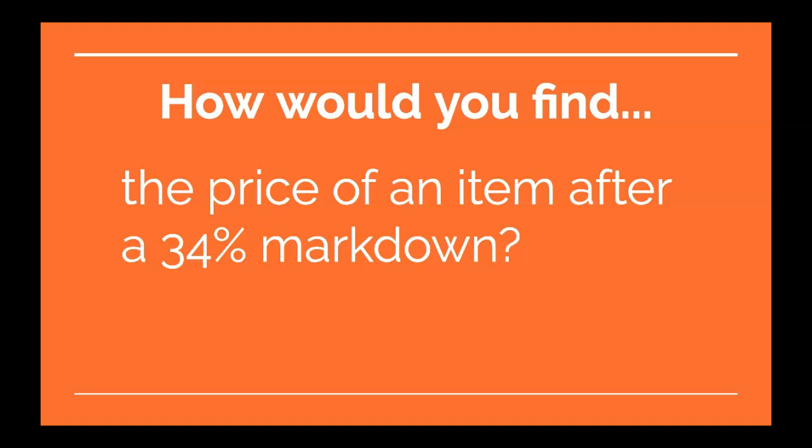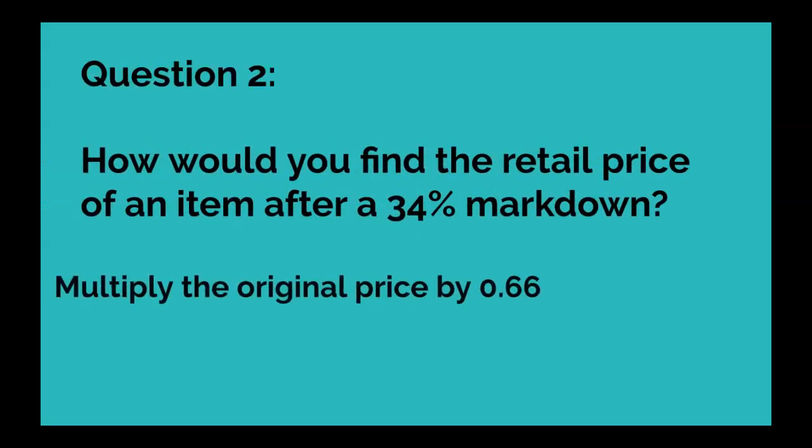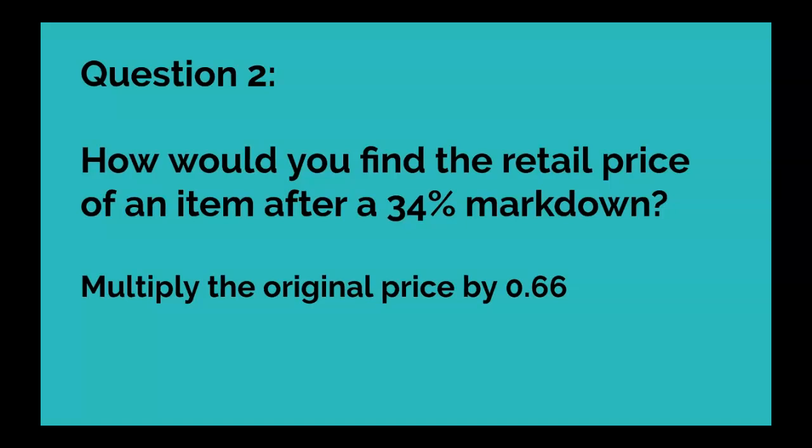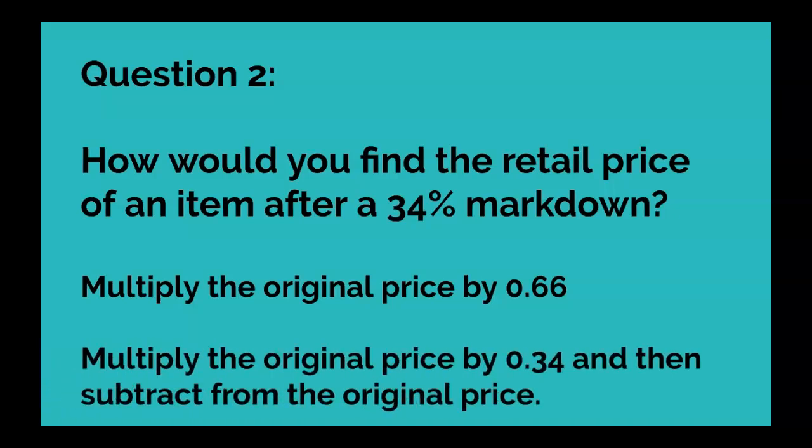Okay, but what would you do if it was a markdown? What if you would find the price of an item after a 34% markdown? Okay, again, you've got a couple options. You could multiply the original price by 0.66 because you're paying for 66% of the original price, or you can multiply it by 0.34 and then subtract that from the original price.